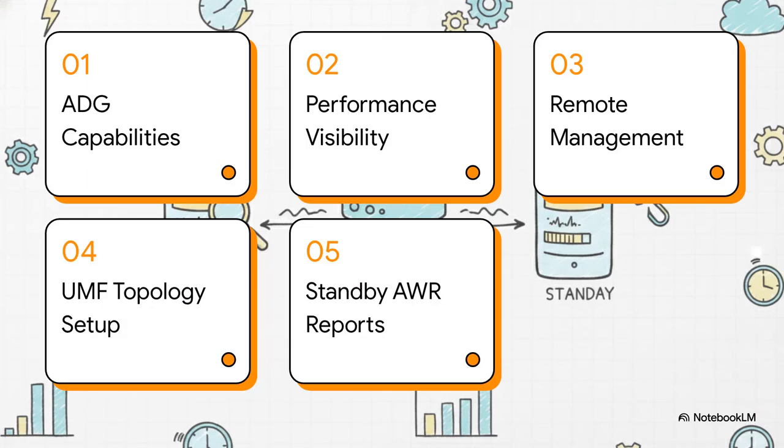So here's our roadmap for today. We'll quickly hit on active DataGuard capabilities, uncover the performance visibility trap, introduce the remote management framework, walk through configuring the UMF topology, and finally, generate those standby AWR reports.